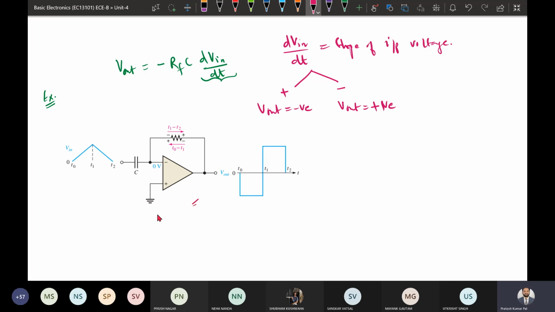So this is how we need to analyze how integration and differentiation can be performed. This is all about the integrator and differentiator circuit. We can just see some more concepts.